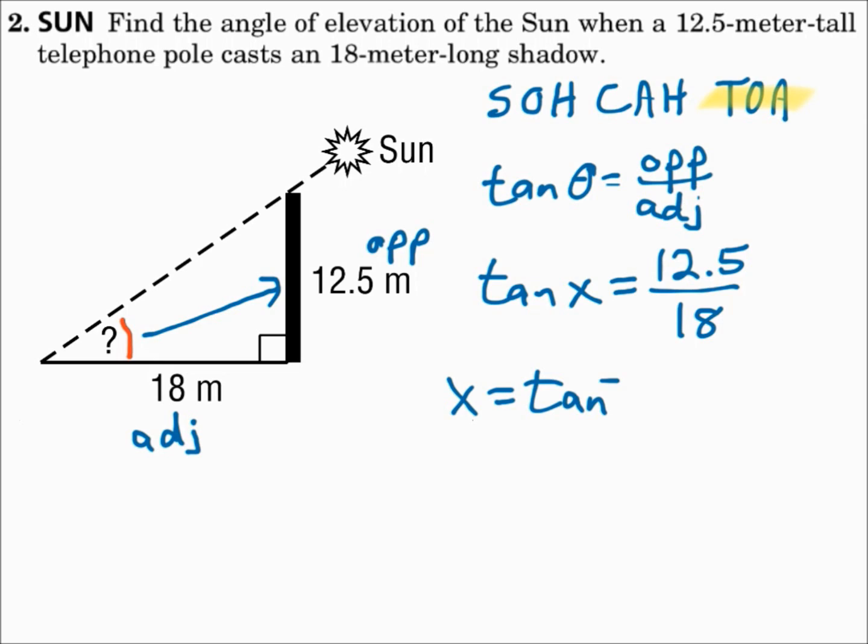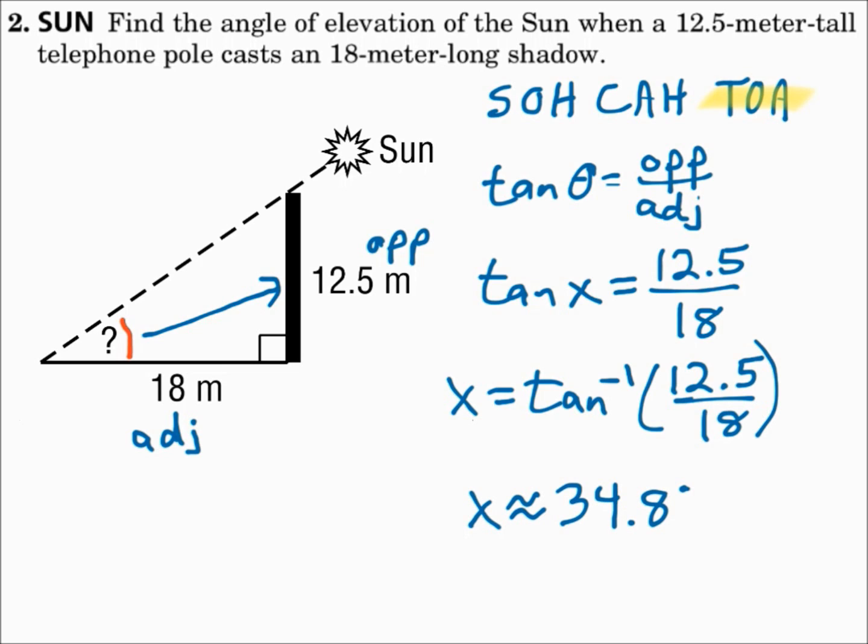X equals arctangent of the fraction 12.5 over 18. When you're looking for the angle, always do the inverse of the function. When you punch that in, x is approximately 34.8 degrees. Is that a logical answer? Sure, that could be a 34.8 degree angle. Identify the sides. Determine which trig function to use. Substitute in and solve.